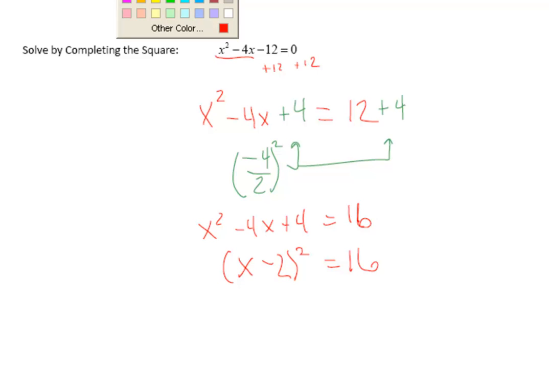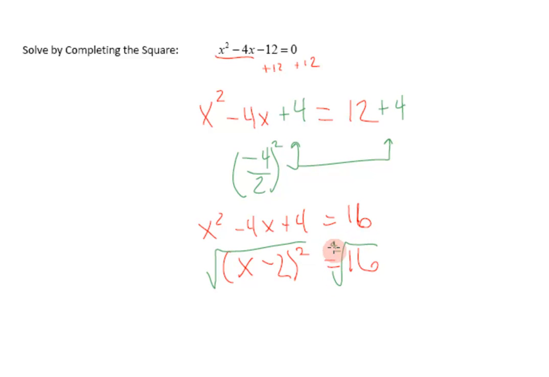Alright, then what we're going to do is square root both sides. So I square root this side, and when I square root this one, a plus or a minus. It's a plus and minus. Alright, so I get x minus 2 equals plus or minus 4. Almost done to the answer. Add a 2 on both sides. 2 plus or minus 4. So 2 plus 4 is my 6. 2 minus 4 is my negative 2.